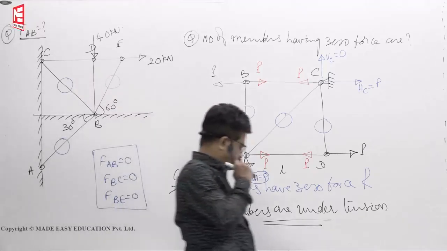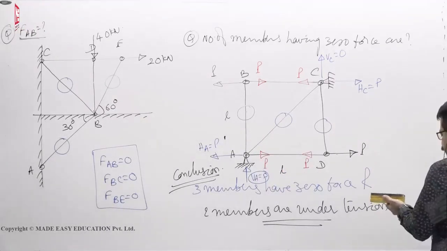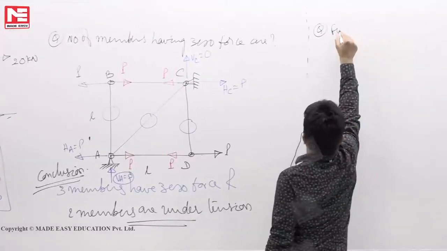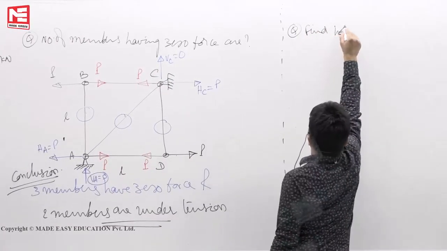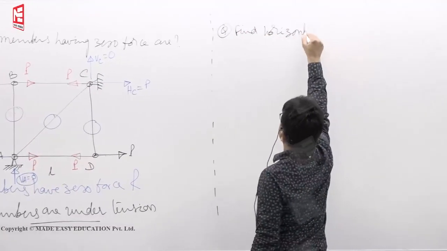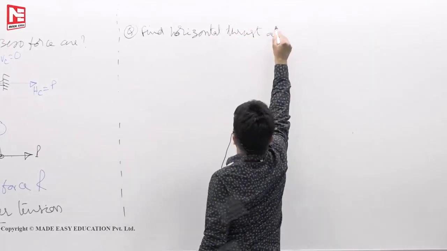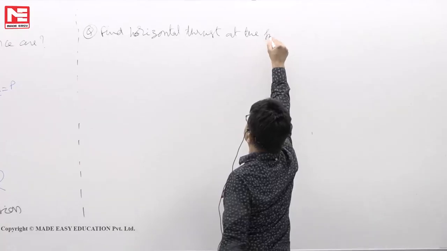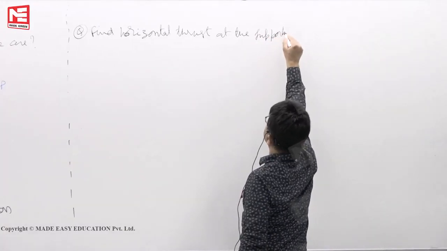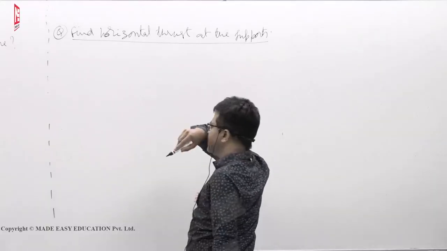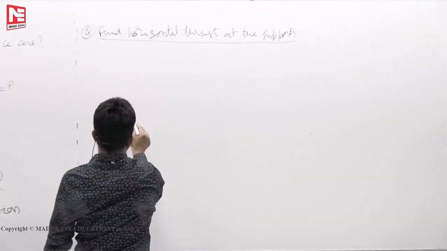Next, let us see how to find horizontal thrust. Find the horizontal thrust at the supports. Till now they didn't ask only this point, so it is likely that this year they may ask this question.